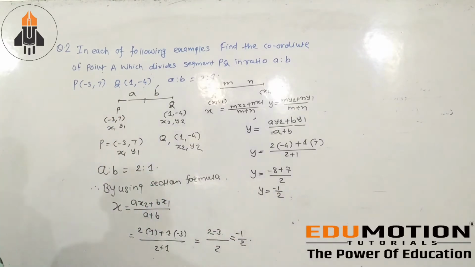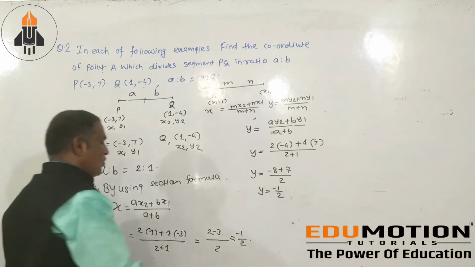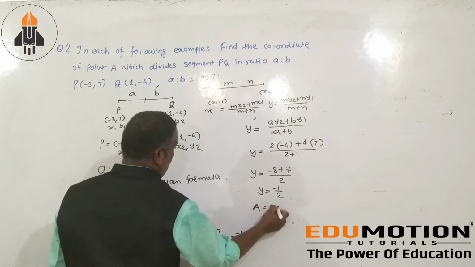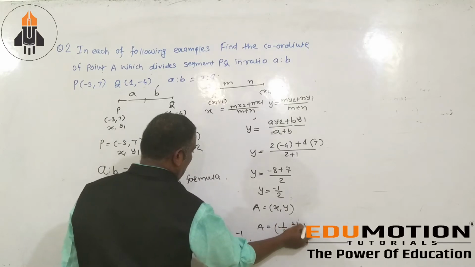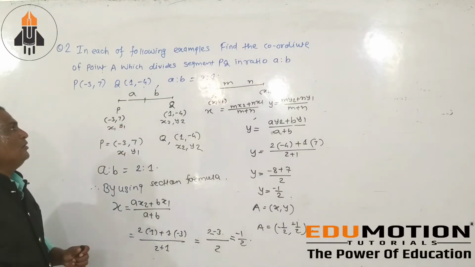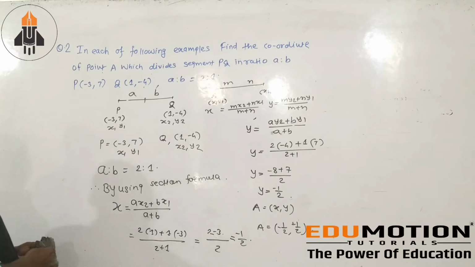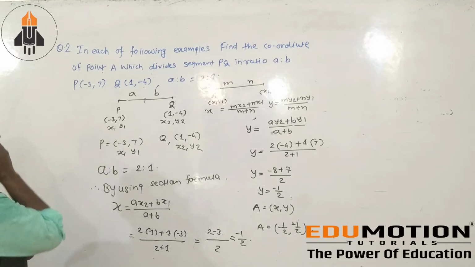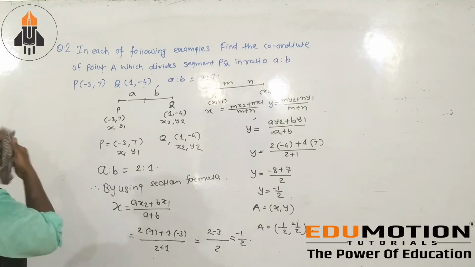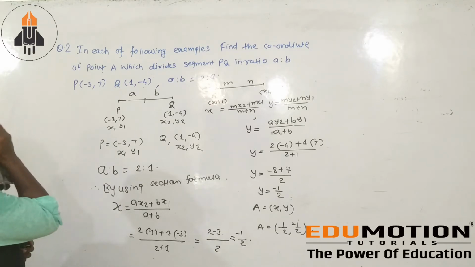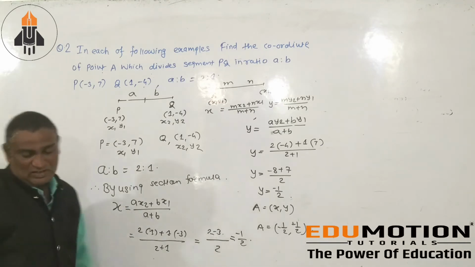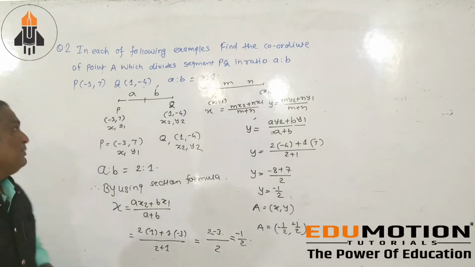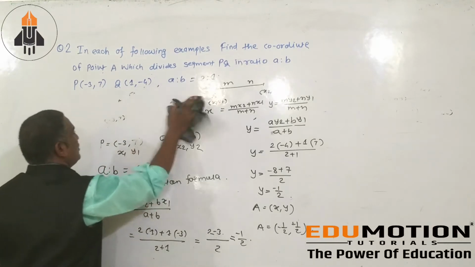Then in each of the following examples we find the coordinates of A which divides the segment. This means we take A with coordinates x comma y. We have the coordinates minus 1 by 3 comma minus 1 by 3. That is your first problem. इसमें first problem था आपको क्या यहाँ पे मेंशन किया था: in each of the following examples find the coordinates of the point A which divides the line segment PQ internally in the ratio a is to b. Then start the next problem. अभी PQ वैल्यू चेंज की है, Q की वैल्यू चेंज की है, दूसरा कुछ भी नहीं.